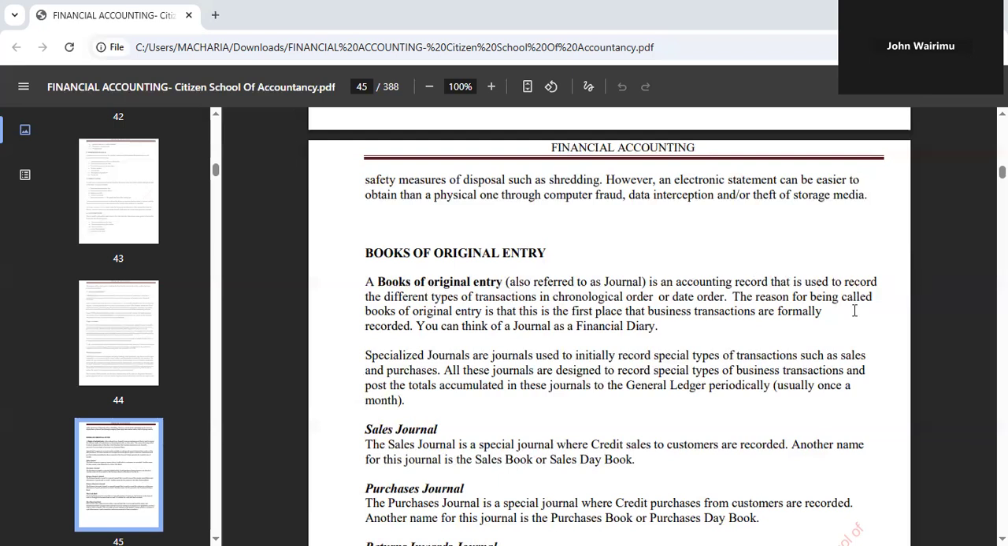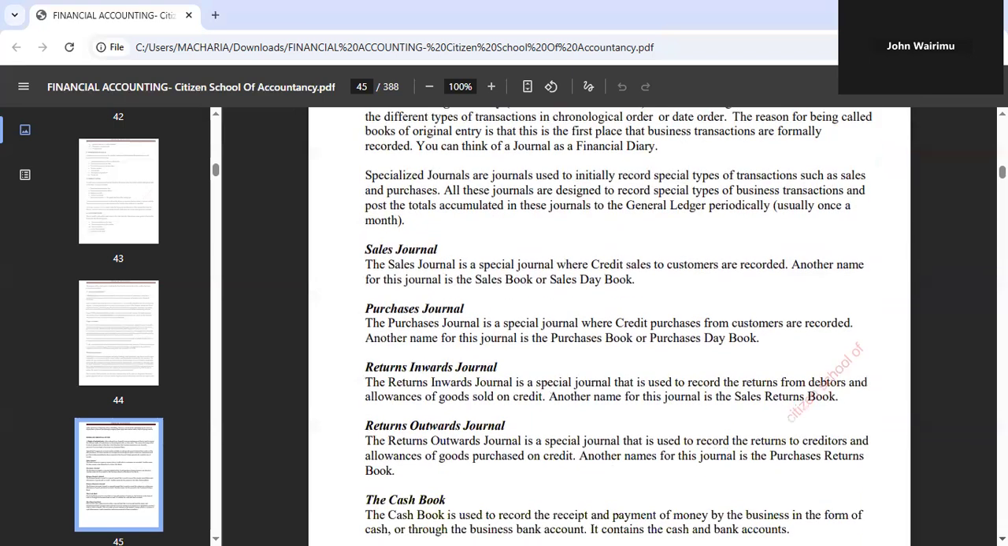An example of books of original entry is what we call the sales journal. A sales journal is a special journal where credit sales to customers are recorded. Remember, in a sales journal, we are recording credit sales only. Cash sales, you record them in the cash book because it's money being received. Even if you issue a receipt for cash sales, you can record them in the sales account.